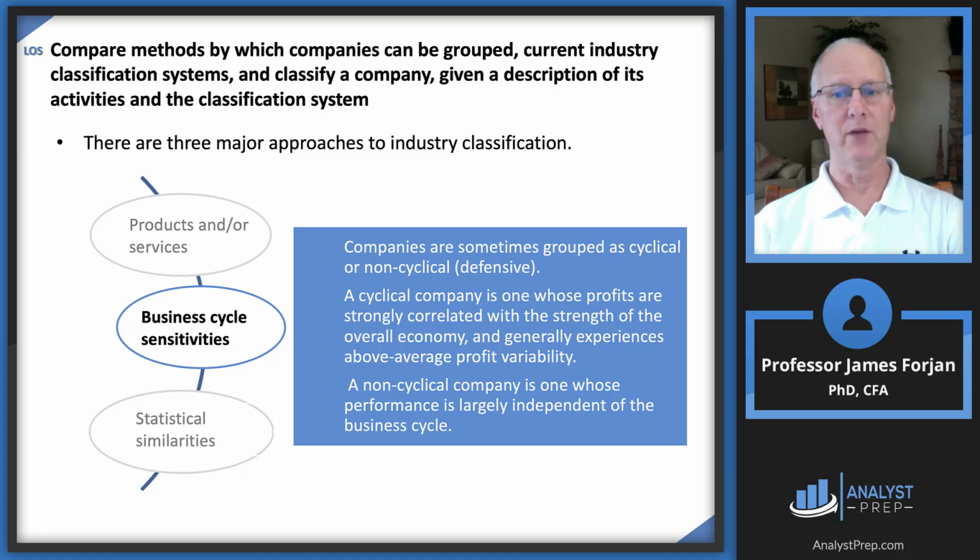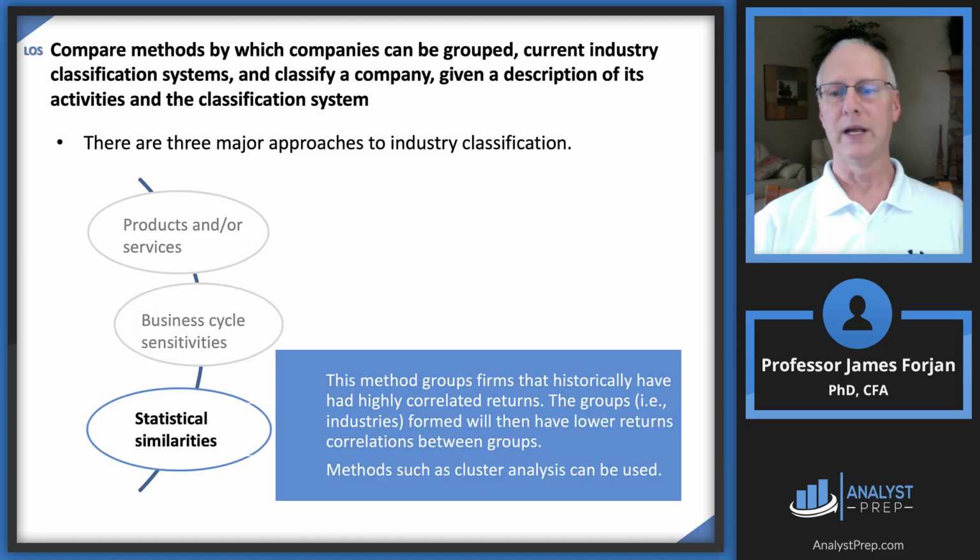Nevertheless, a cyclical company is one whose cash flows and profits and maybe even dividends are strongly correlated with the overall economy. In other words, if the economy is expanding rapidly, then this company or this industry is growing rapidly, whether it's profits or cash flows. And then a non-cyclical company, of course, is one in which there's really no relationship between its performance, its profitability, and the business cycle. And then we can do a final grouping here, and this is according to some statistical similarities.